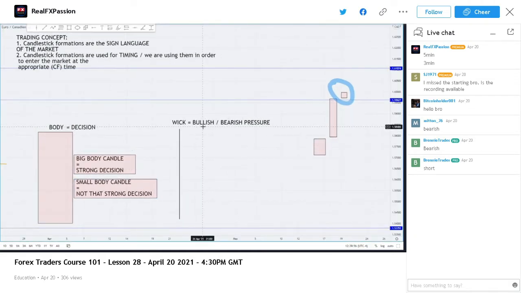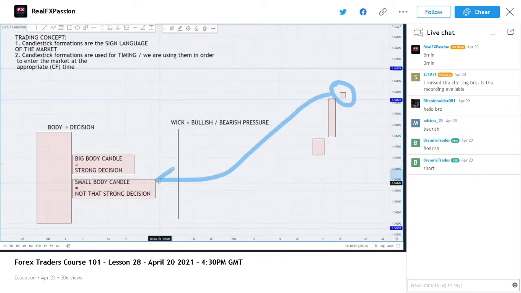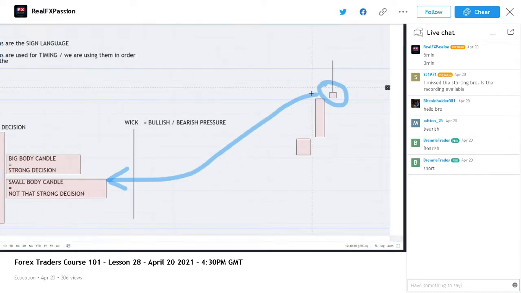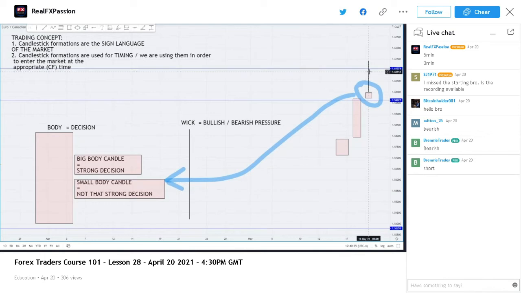Now the wick measures the bullish and bearish pressure. Now look in here, what is going to happen? I have this small body, right? Compared to the other ones, it's the small body. And let's see how smart you are, everybody. What happens if there is a wick like this? Does this signal bullish pressure or bearish pressure?